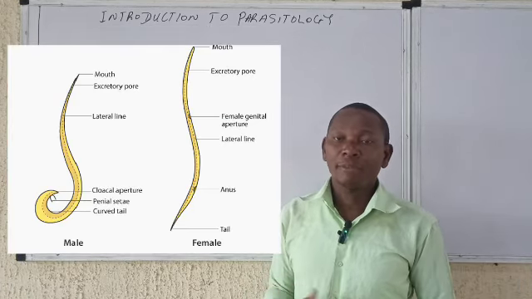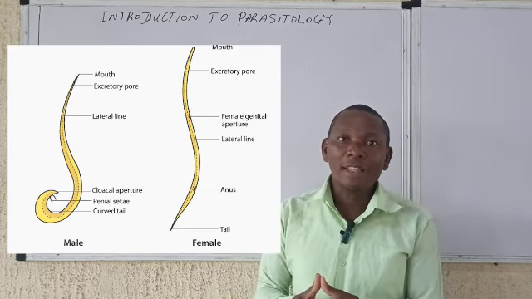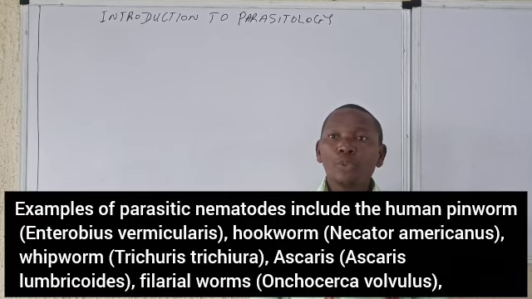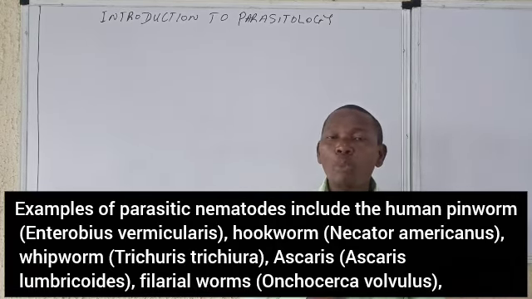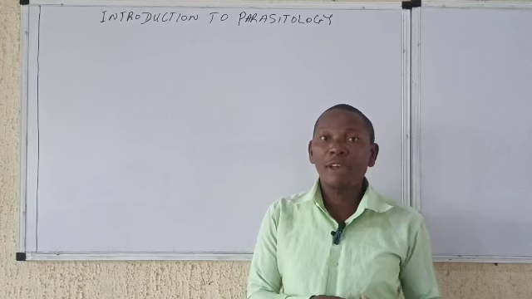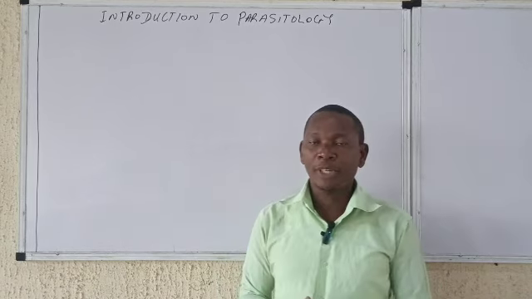Note, as you can see from the diagram being displayed on your screen, that some of these groups are parasitic, and we have examples like Wuchereria bancrofti, the filaria worm, and the hookworm. So many parasites are present in this group. They also have free-living organisms in this phylum. Please take note of that. But we are concerned about the parasites in this group anyway.